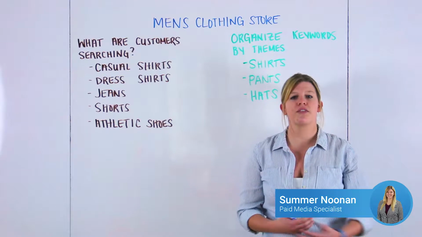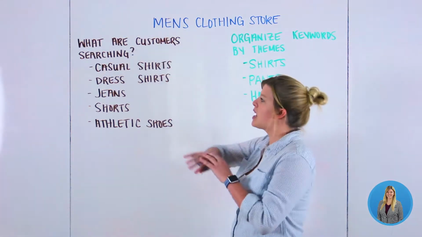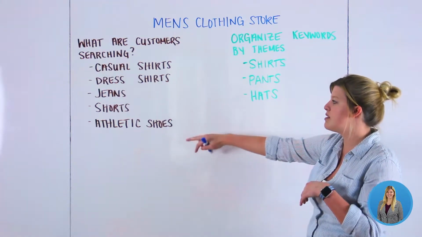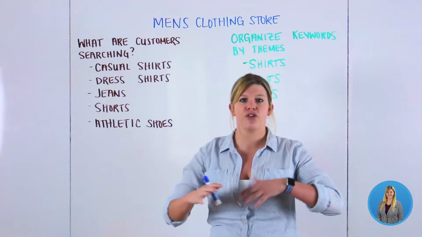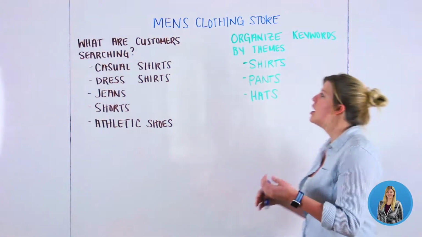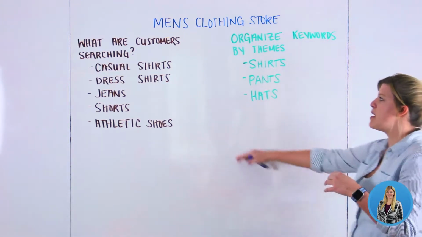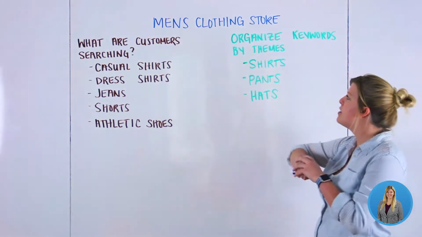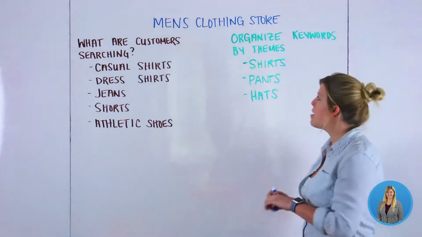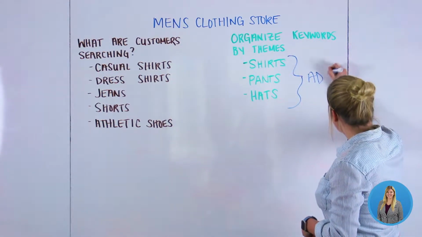So when you're thinking about keywords, the first thing that you need to think about is what are your customers searching for? So I came up with a few things for my men's clothing store: casual shirts, dress shirts, jeans, shorts, and athletic shoes. After you jot down all of the things that your customers might be searching for, you need to start organizing your keywords by themes. So the themes that I chose based off these few keywords are shirts, pants, and hats. And when you do that, you break these down into themes. These right here are going to be your ad groups.